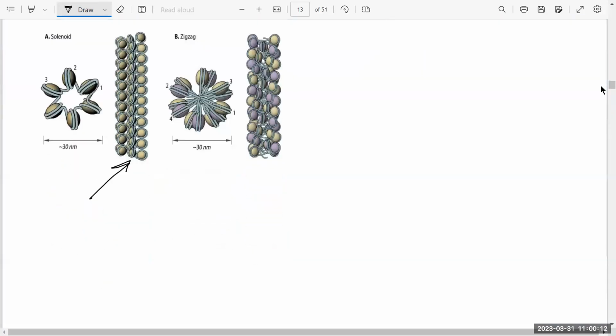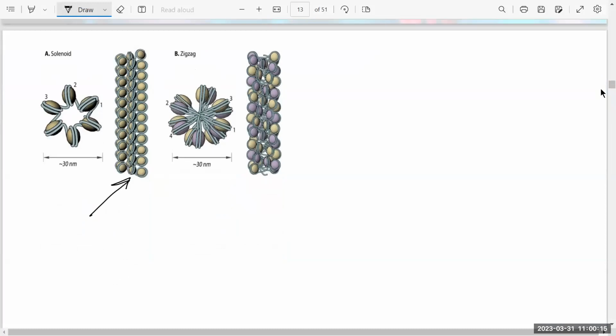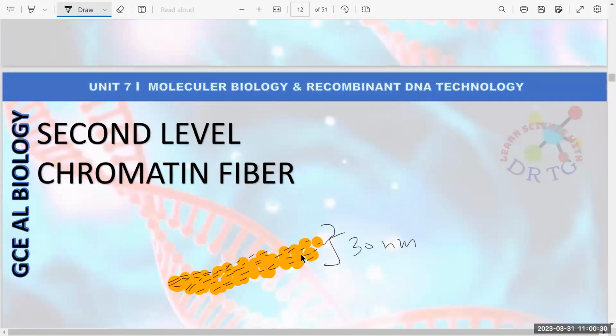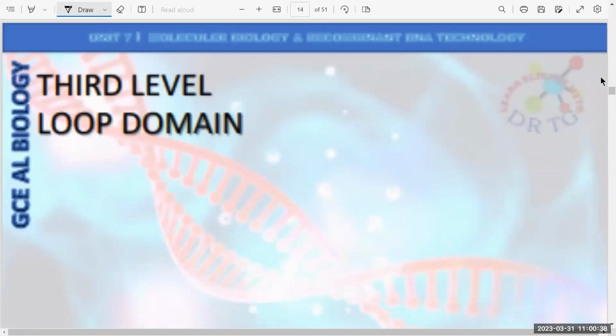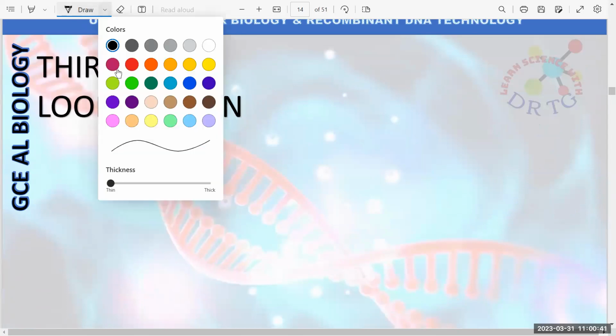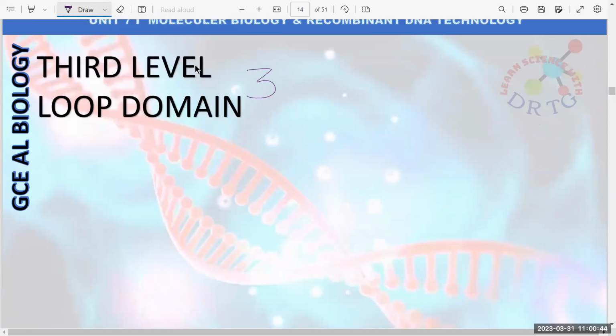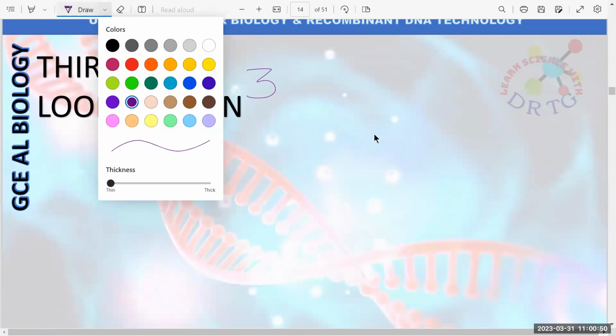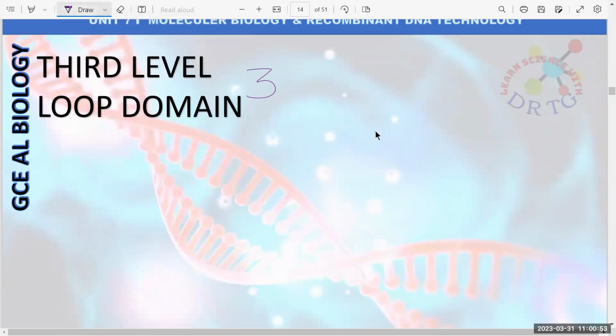A good picture, you can find it here, chromatin fiber when they join together. Now third one, third level. This fiber, chromatin fiber, makes a loop, right? It's going to make a loop. Now I'm coming to that one. Third level is called loop domain. So this is the third organization, loop domain. Beads on string is number 1. Chromatin fiber is number 2. Loop domain is number 3.